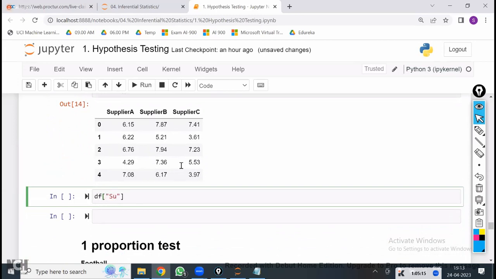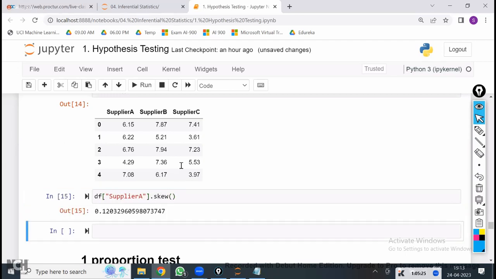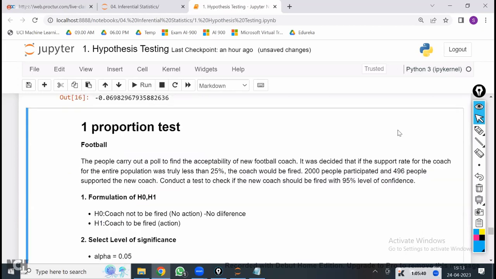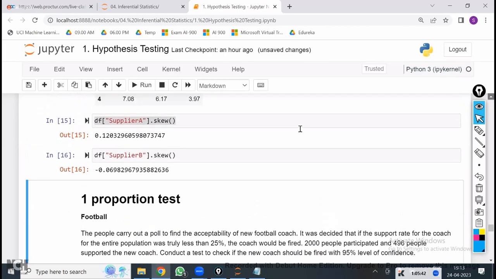For the discrete variable, just load the data. No need to check for normality. Why? Because it is not applicable. We can't apply. There is no concept to check for normality on the discrete variable. We can't even apply.